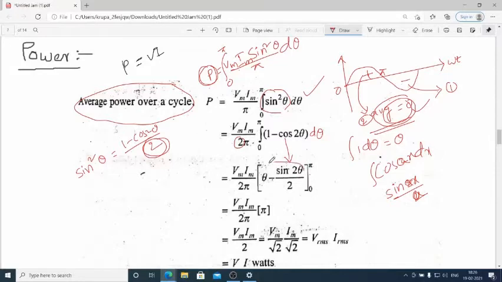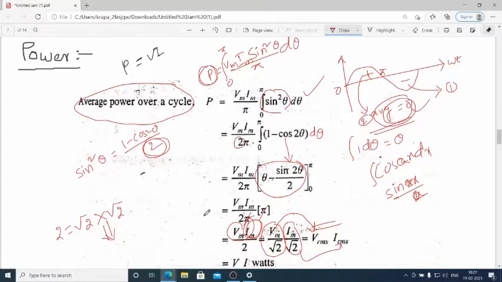On simplifying this equation, we will get Vm Im upon 2 pi into pi, so Vm Im upon 2, as the pi cancels. So the 2 can be written as root 2 into root 2, in order to express the voltage and current in terms of RMS values. Vm upon root 2 and Im upon root 2. We all know Vm upon root 2 is written as Vrms, and Im upon root 2 is treated as Irms.